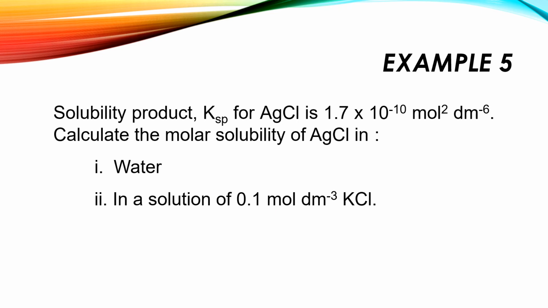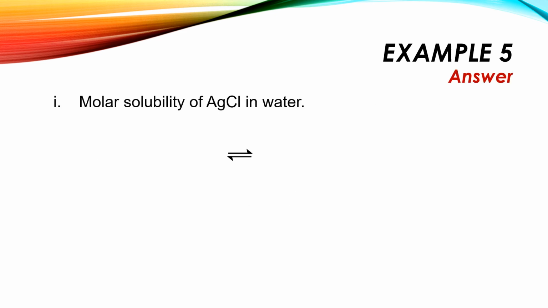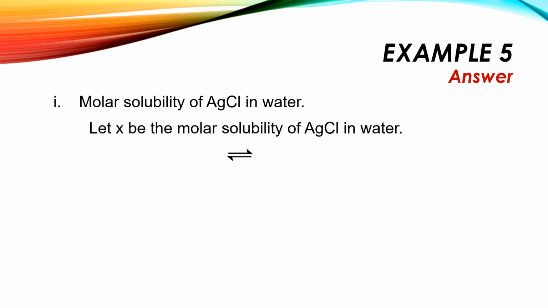Now, let's consider another example on how to determine the solubility of a slightly soluble salt in the presence of a common ion. The question is, if the solubility product Ksp for silver chloride is 1.7 × 10^-10, calculate the molar solubility of silver chloride in water and in a solution of 0.1 molar potassium chloride. Question 1: molar solubility of silver chloride in water. Let x be the molar solubility of silver chloride in water.